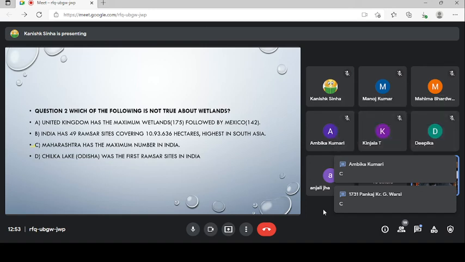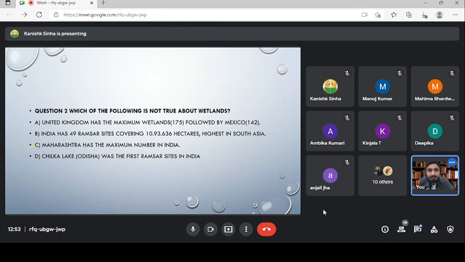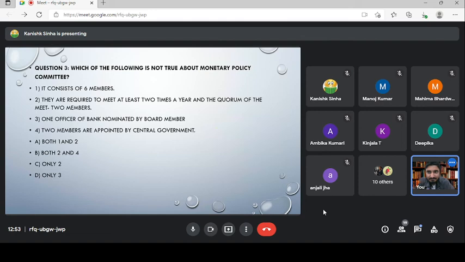India has 49 Ramsar sites. United Kingdom has the maximum, followed by Mexico. Okay. Moving to the next question, guys. Which of the following is not true about the Monetary Policy Committee? We did it very carefully, guys.